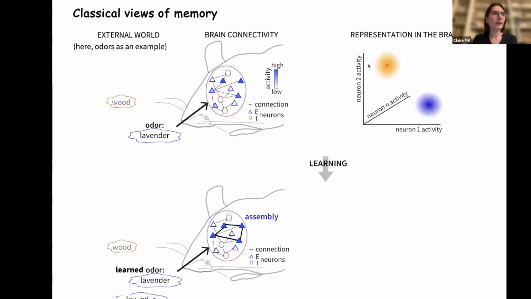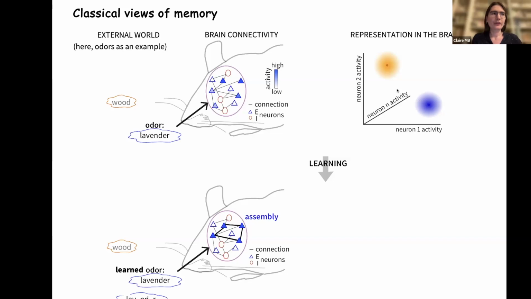So we can represent the neural responses evoked by some external stimuli in population state space. Here in this space, each axis represents the activity of one neuron. Here I depicted, as an example, the representation of two odors. The geometry of activity would correspond to the organization of this odor representation in state space. Before learning, these representations are diffuse, and this reflects the variability of olfactory stimuli or other sensory stimuli.